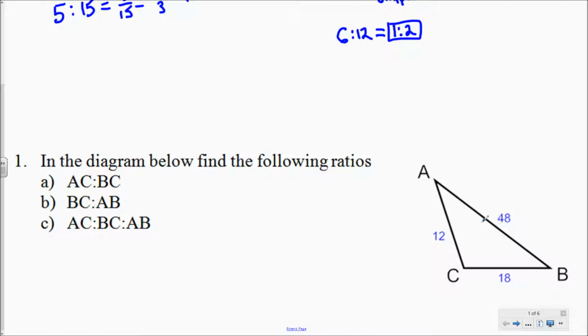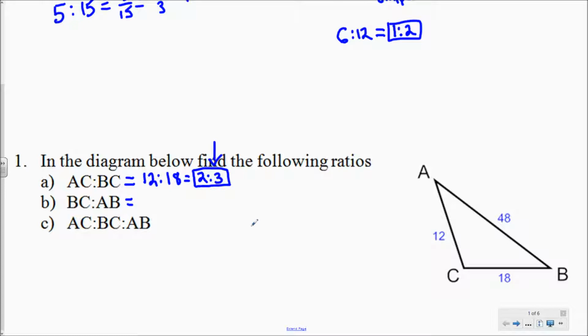In the triangle over here, triangle ABC, I want to find some specific ratios within that triangle. So the ratio AC to BC will be proportional to the length of side AC, which is 12, to the length of side BC, which is 18. And because there's a common factor of 6 between those two numbers, I can reduce this ratio to its proportional size 2/3. And again, we will always represent ratios in their simplest form.